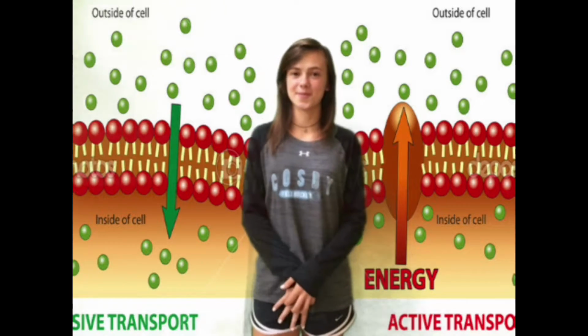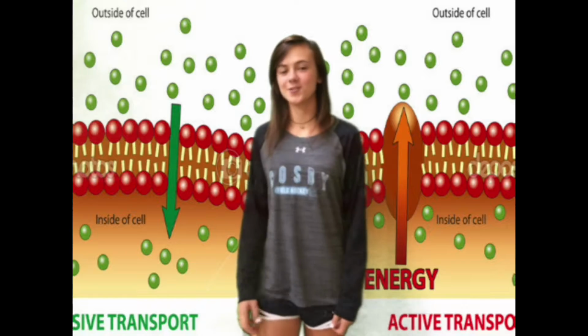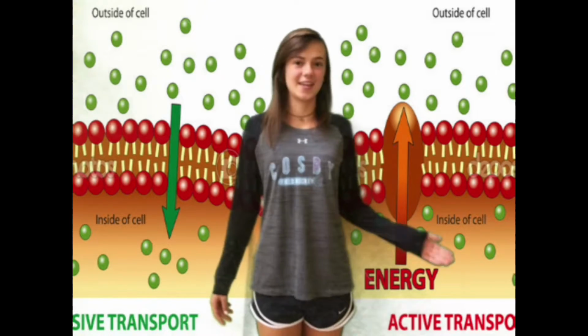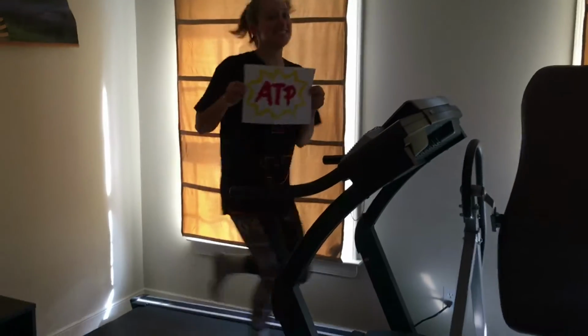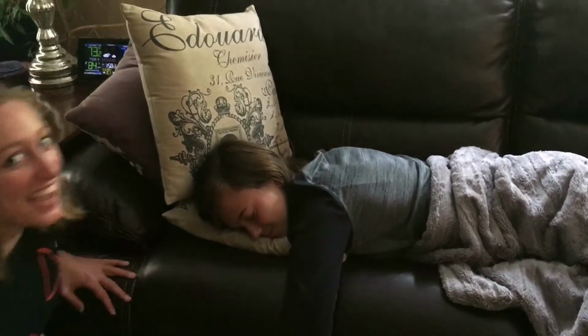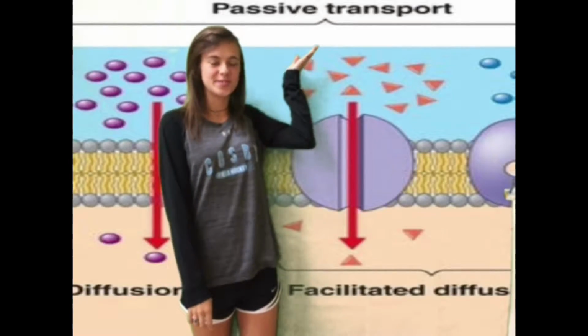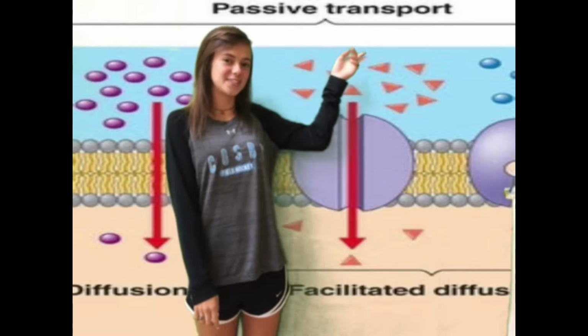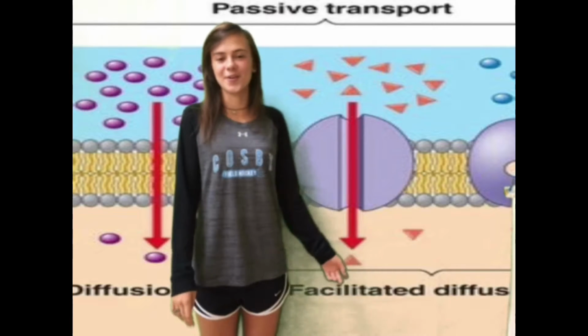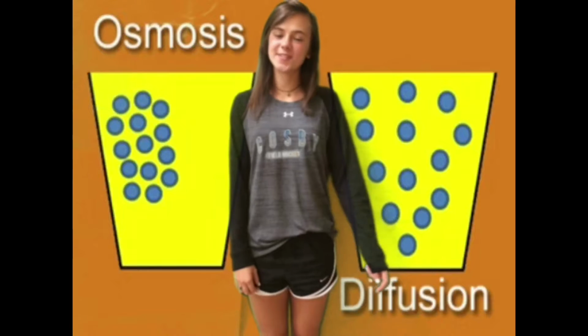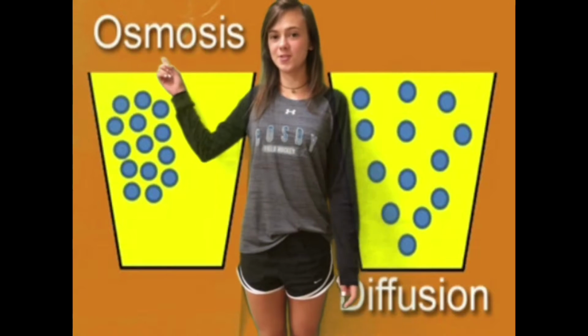Transport is the movement of substances into and out of a cell. There are two types of transport, including passive and active transport. Active transport requires energy, while passive transport does not require energy. Passive transport is movement down a concentration gradient from high concentration to low concentration, and no energy is required. Two examples of passive transport are osmosis and diffusion.